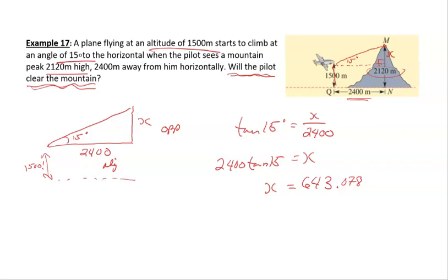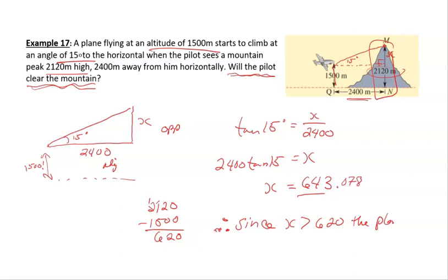So what we need to do is take the total. So that's the height. This is the height of the mountain peak. And we'll take away how far we already are above ground. And that gives us 620. So we need to be able to clear 620 meters. And at the rate that we're climbing, we're actually going to clear 643 meters. So we're going to do it. Thank God for that, because I have theater tickets next week. Since x is greater than 620, our plane will clear the mountain peak. Okay, there you go.